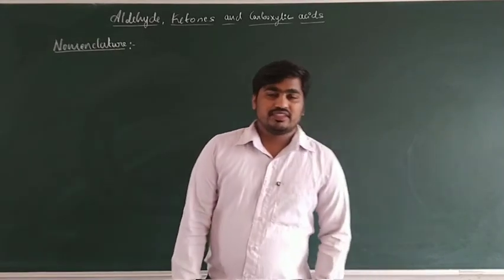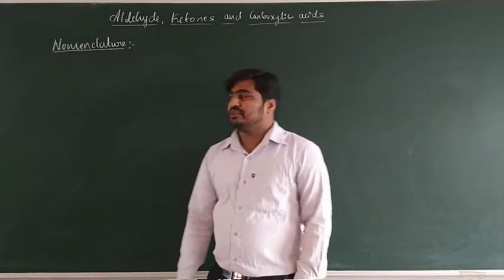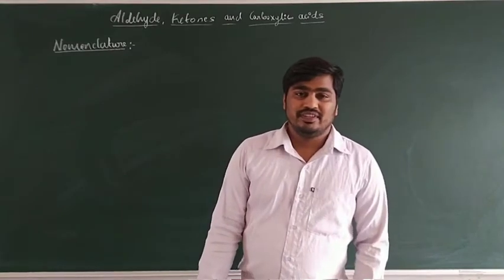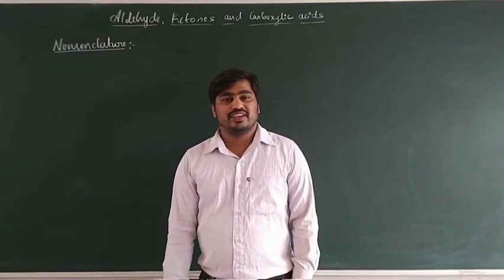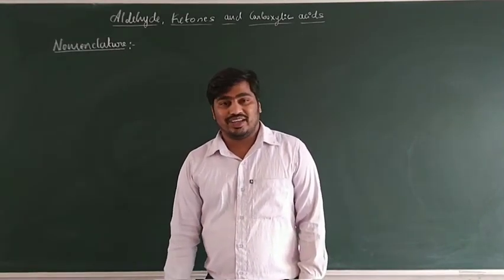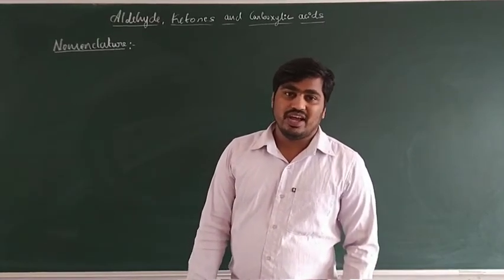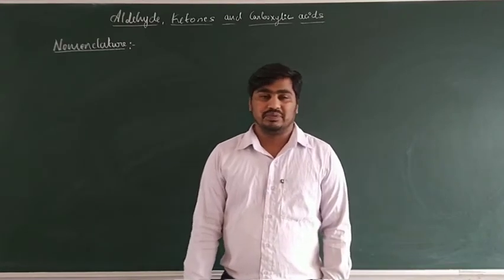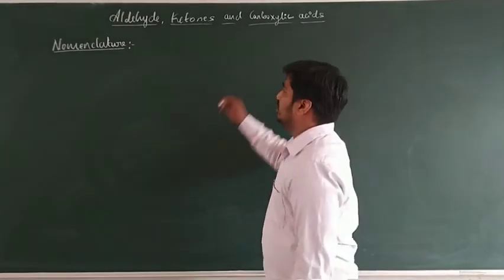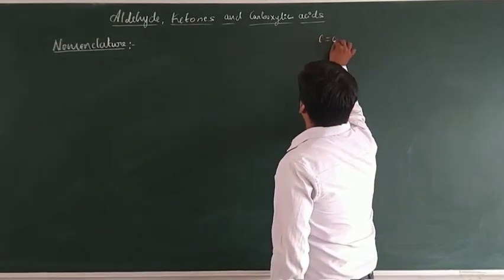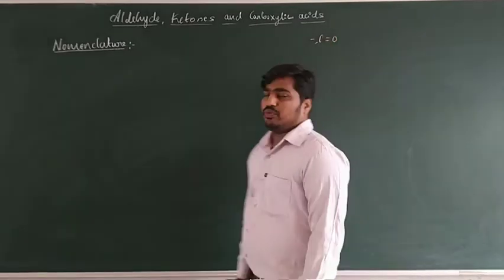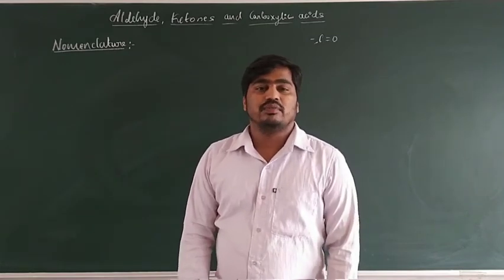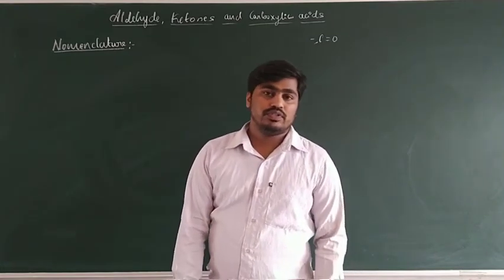In the previous class, we had a discussion on the nomenclature of aldehydes, ketones and carboxylic acids. Aldehydes, ketones and carboxylic acids are organic compounds containing carbon, oxygen and hydrogen with a carbon-oxygen double bond. The carbon-oxygen double bond compounds are also known as carbonyl compounds. These aldehydes, ketones and carboxylic acids belong to the carbonyl compounds.